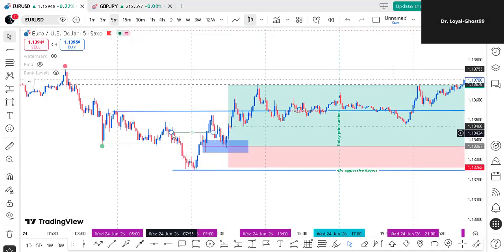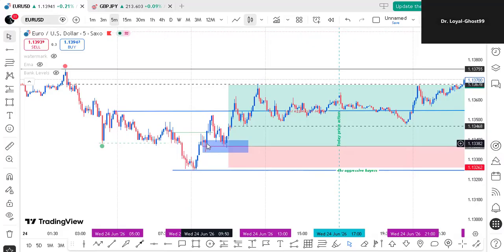This was the opening of the 8 a.m. The 9 a.m., where did it close? It closed above the price action of 8 a.m. This is the shift, or change in price delivery. After that, what did we notice? We noticed a retracement back to this demand zone.